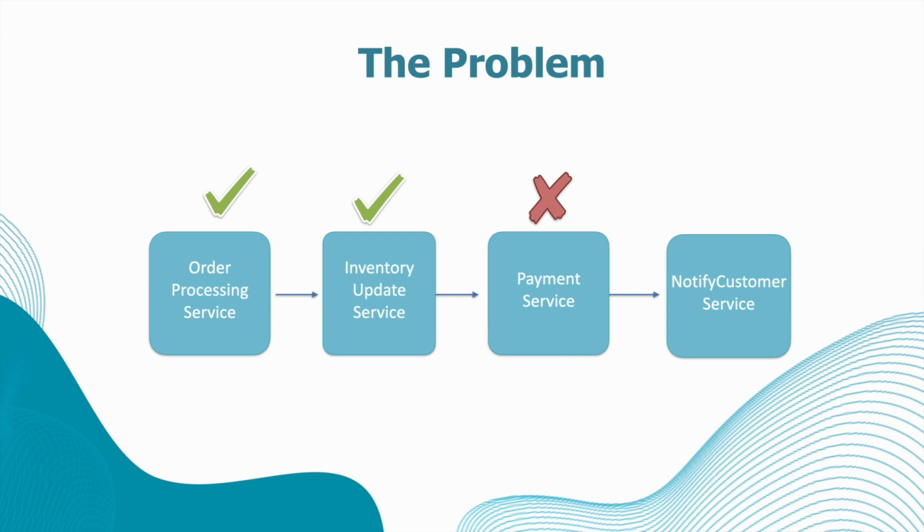Since the payment failed, we now need to roll back the update made in the inventory, and that is what needs to be done. So there is some rollback that needs to happen for a previous service, for a previous transaction that was successful. So we need to do a rollback for the inventory and, if required, for the order processing service.